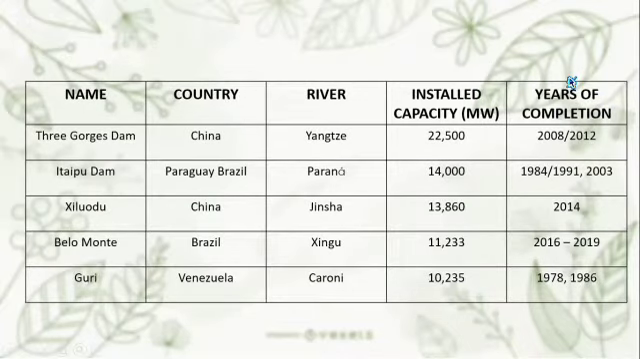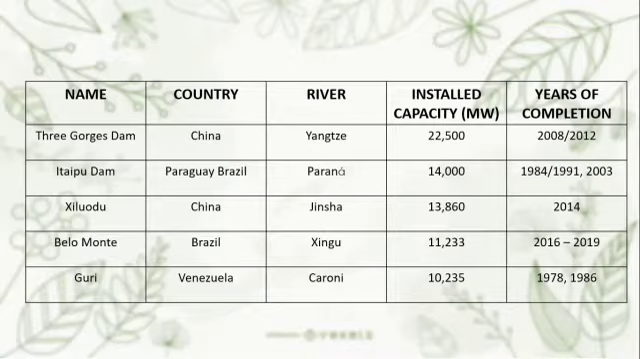And yung Three Gorges Dam, sa China rin, yung country niya is China din. And yung river niya is Yangtze. Tapos ang installed capacity niya is 22,500. And yung years of completion niya is 2008 or 2012.